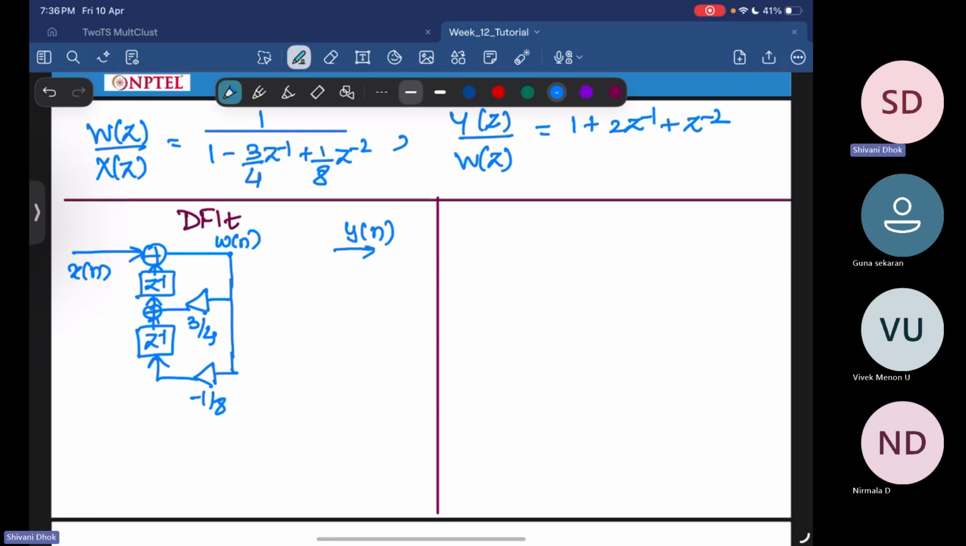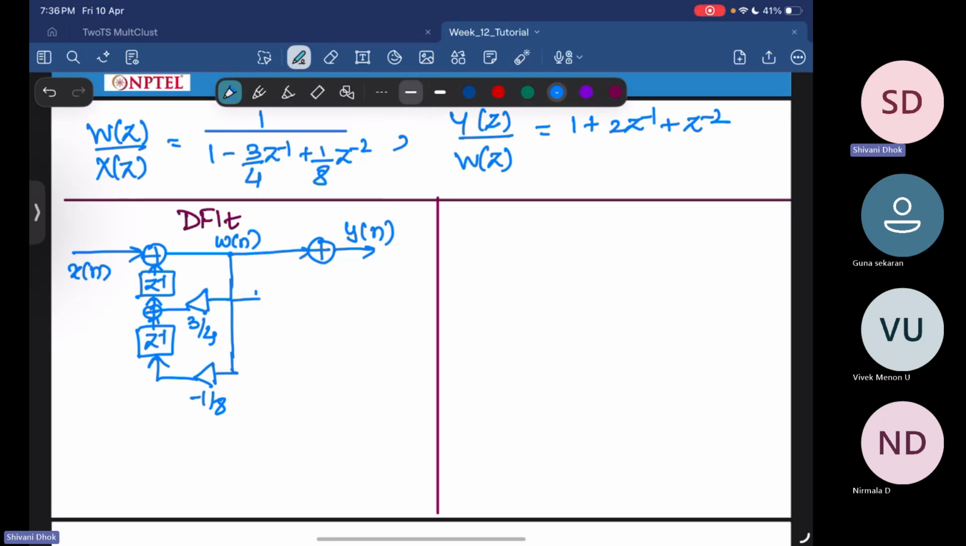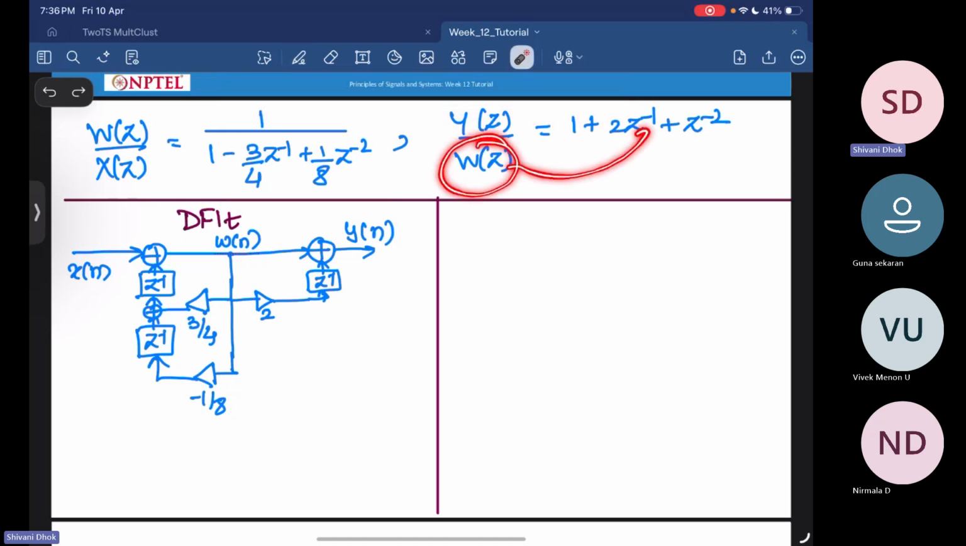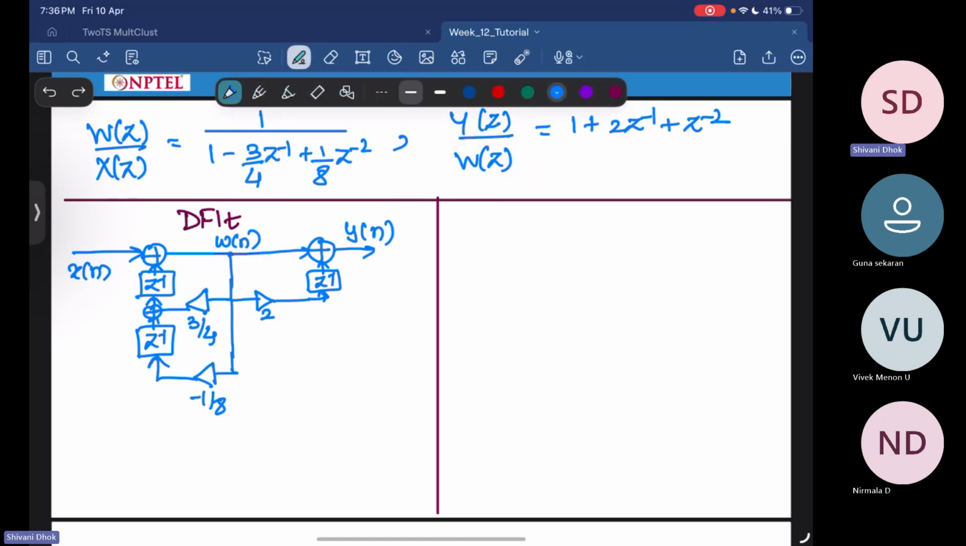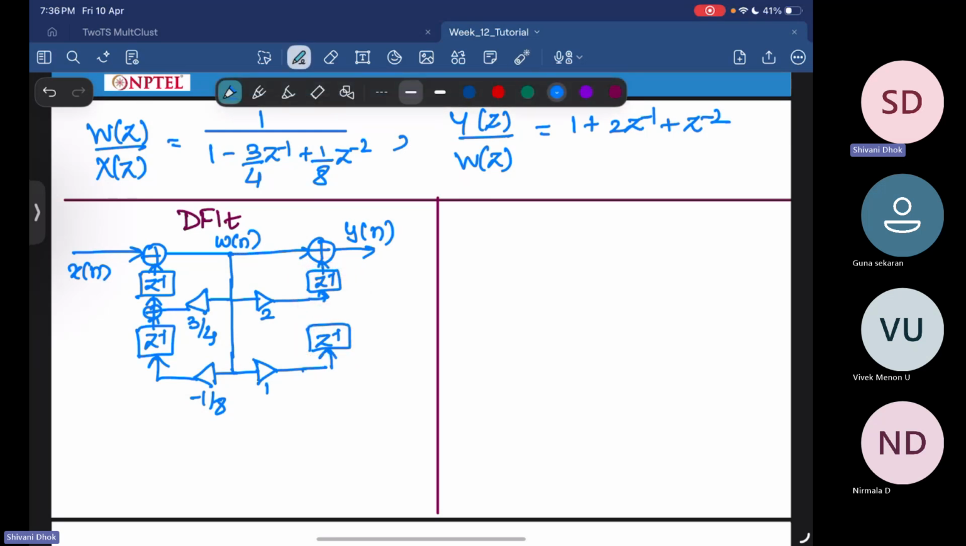Now your y of n is somewhere here. So what you get, you have your w of n as it is getting added, along with 2 times z inverse of w of n. You multiply this here, so 2 times w of n minus 1, and you also have 1 time w of n minus 1 again delayed by 1 unit, that is w of n minus 2, something like this. So this is your direct form 1 transpose representation.